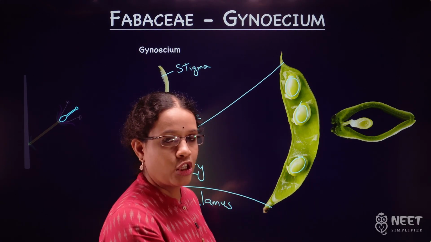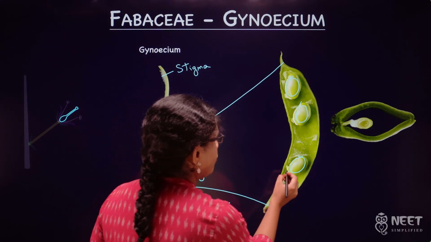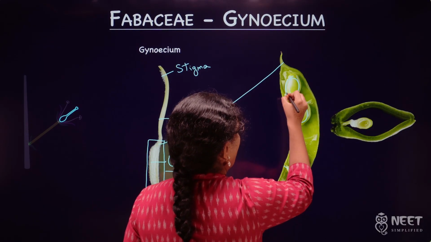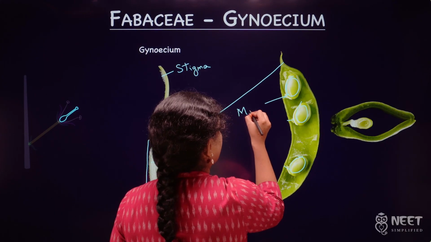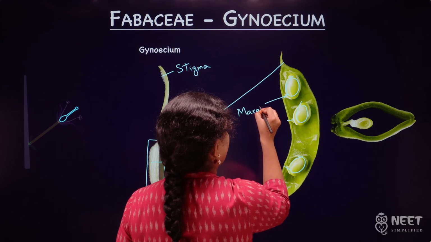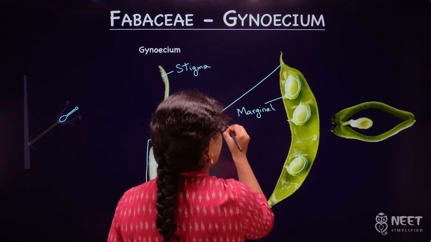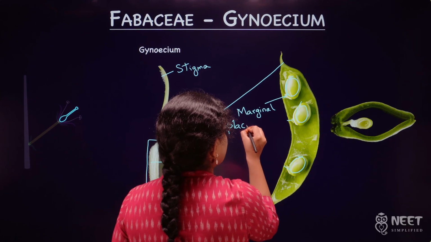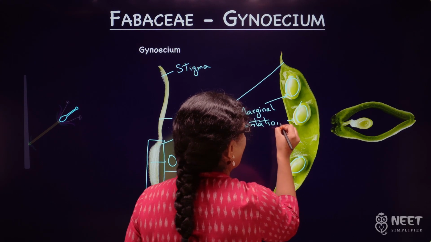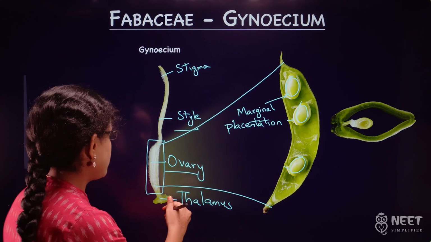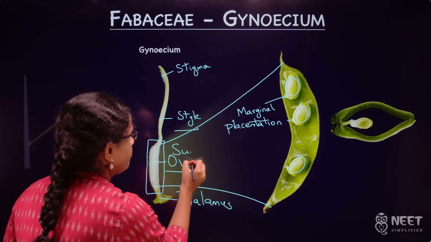Prior to this they were ovules. So you can see that all these seeds are attached to the margin of the ovary. Hence, this arrangement we call marginal placentation. Now, how is the ovary? The ovary is superior. It is a superior ovary.